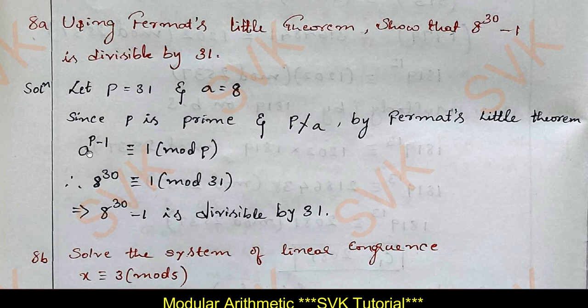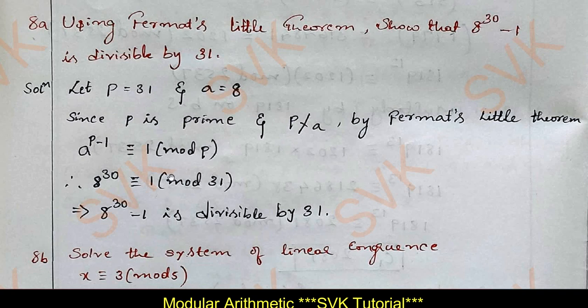So in that case, I have defined what A is and what P is. I am going to just substitute over there. So it will be 8 power 31 minus 1, which is 30. 8 power 30 is congruent to 1 mod 31, which is nothing but 8 power 30 minus 1 is divisible by 31. So this is the solution for question number 8A.